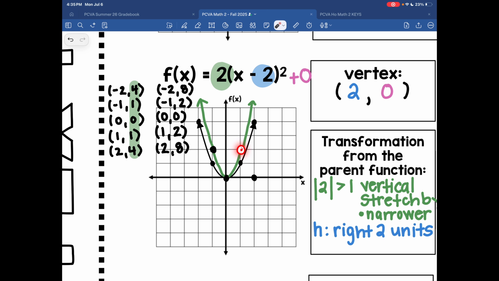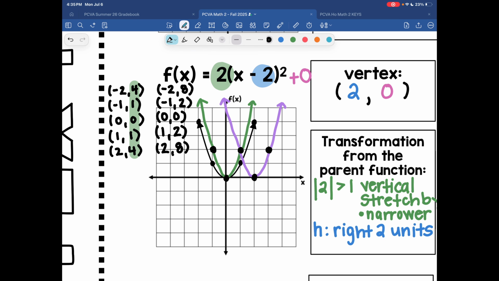From this new point in green, I'm going to go to the right 2, and there's my new point. And then from this one, I'm going to go right 2, and it actually puts me back on top of this one. So if I put that all together, there is my final graph in purple. So order-wise, you have to do the A value first, and then after you do the A value, you can do the transformations with the vertex.